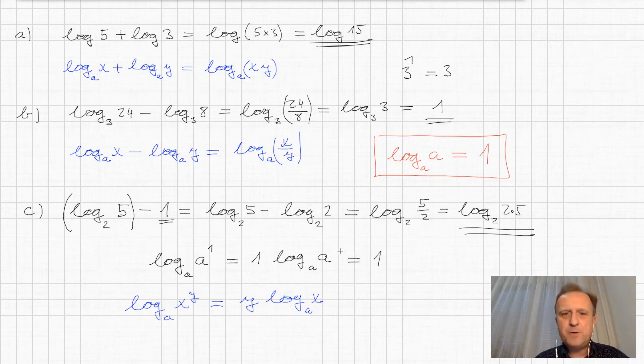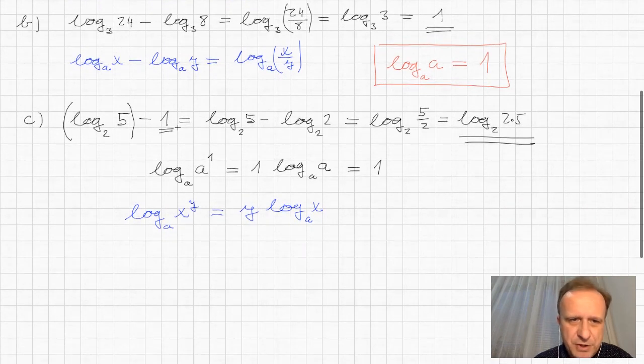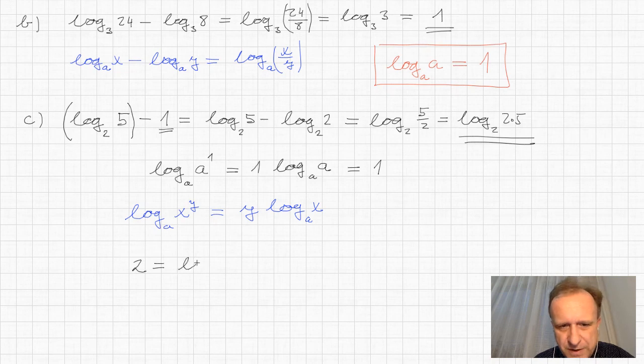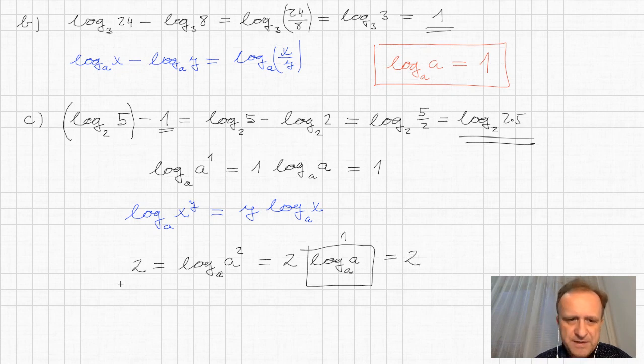Now why do I mention this? Imagine that instead of 1 there would be number 2. If there was 2, how to replace number 2 using logarithms? This is how. It's the logarithm in base a of a to the power of 2. Why? Because using this third law of logarithms, it's 2 times logarithm in base a of a, which itself is 1, so it must be 2. This may be useful in later exercises.